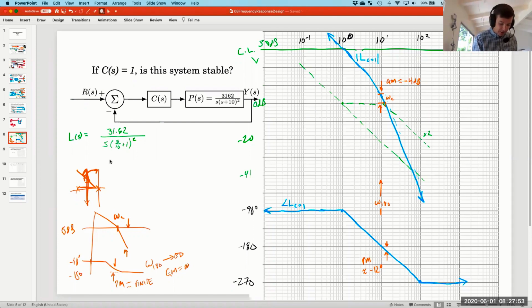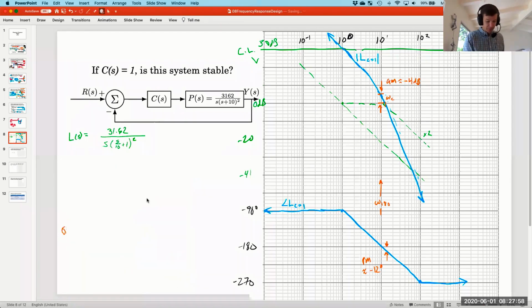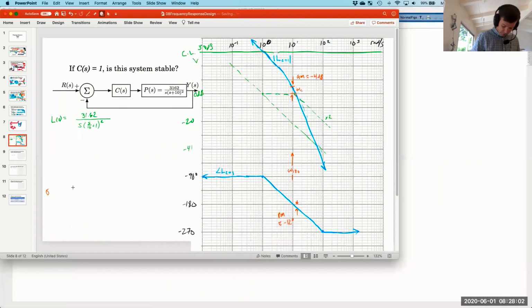Okay, so actually I want to save myself a little bit of room here. Let's get rid of that. Oops.